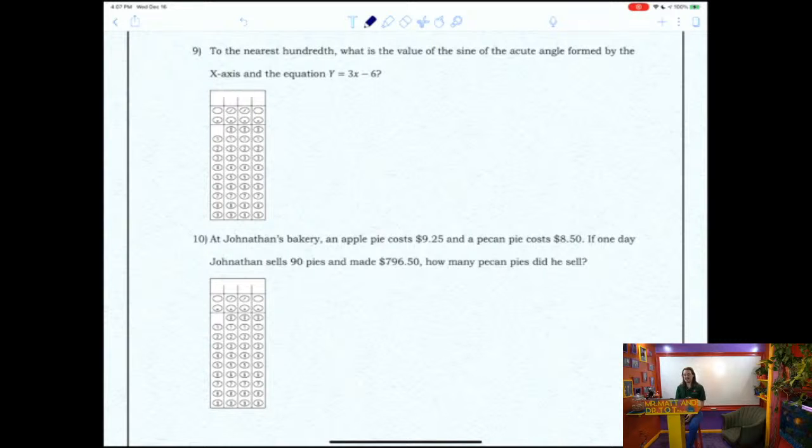Question number 10 asks, at Jonathan's Bakery, an apple pie costs $9.25 and a pecan pie costs $8.50. If one day Jonathan sells 90 pies and made $796.50, how many pecan pies did he sell? So I'll give you 6 minutes, and after 2, I'll start to solve.